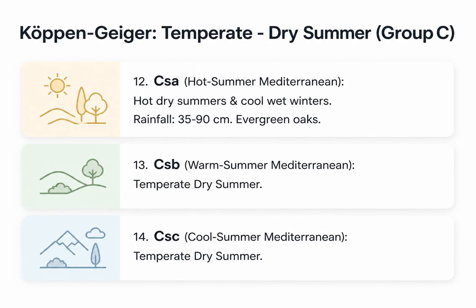Temperate climates with a dry summer are the Mediterranean types. Csa is the hot summer Mediterranean, famous for hot, dry summers, cool, wet winters, and vegetation like evergreen oaks. Csb and Csc follow the same precipitation pattern, but have warm and cool summers, respectively.